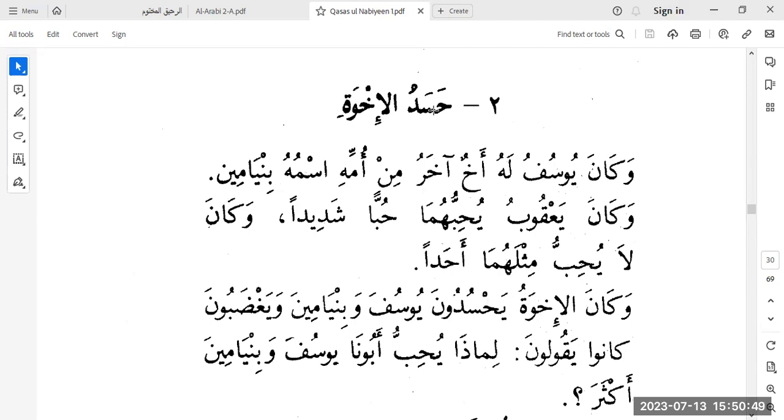Now we have lesson number 2. وكان يوسف له أخ آخر من أمه اسمه بنيامين. I read it as اسمه. If we're going to read it together, then we're going to read it من أمه اسمه. So we have the word here أخ آخر. آخر means another, and it is a diptote, ghayr munsarif, mamnu' min as-sarf. And this is the na't of akhun.